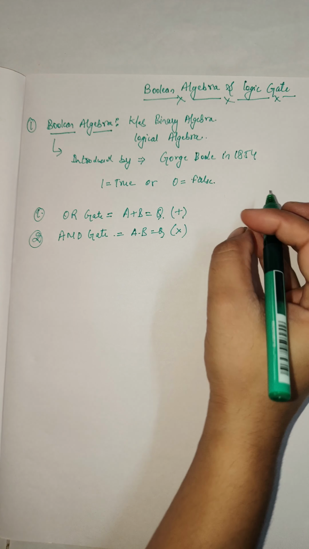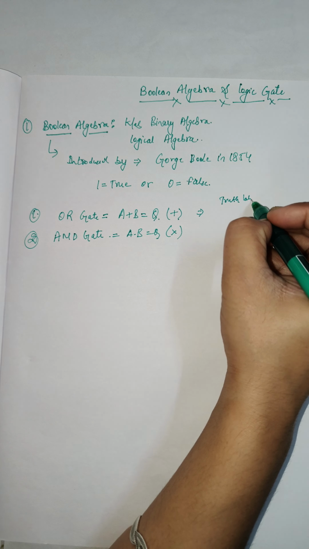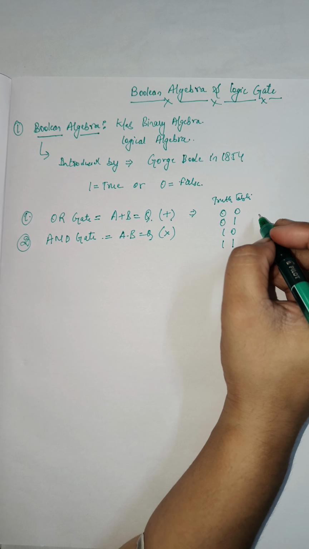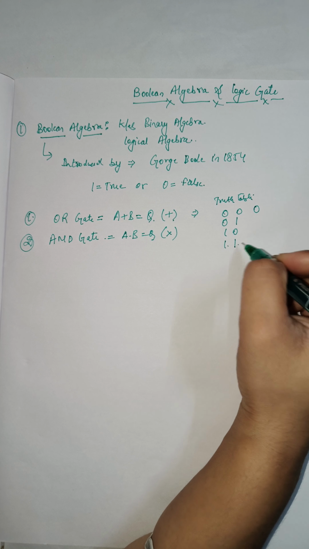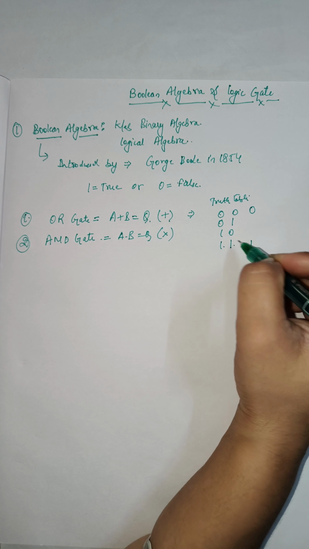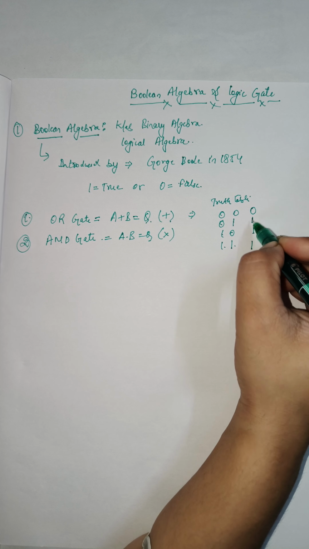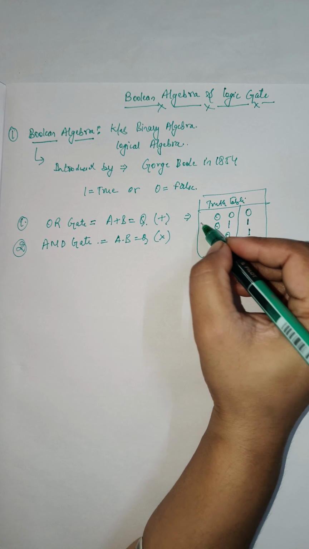So the OR gate has a truth table like 0 0, 0 1, 1 0, 1 1. If both inputs are 0, then the output is the same, 0. If both inputs are 1, then the output is the same, 1. If 1 0, it means 1; 0 1 means 1. This is the truth table of the OR gate.